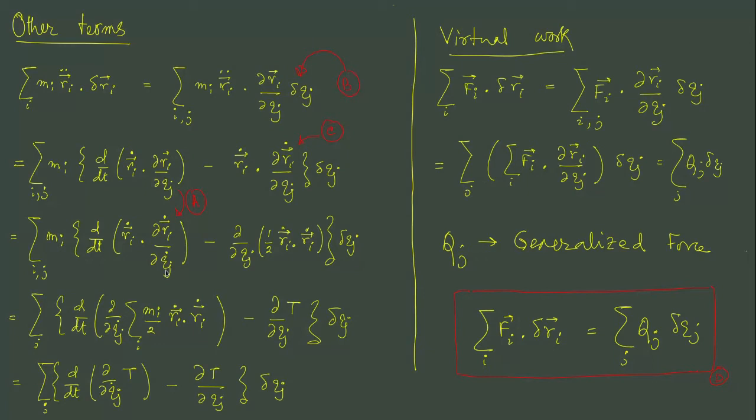Now you see the interesting part. In the second term, we can take del del qj out, and then the argument is symmetric. Del del qj can act on the first Ri dot or the second one. So as such, the previous term can be obtained. If we put a half here, then we can take the partial derivative with respect to qj out.